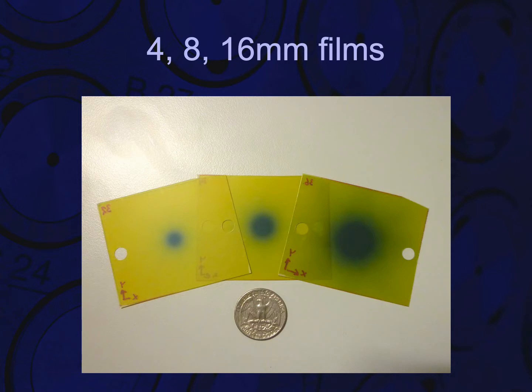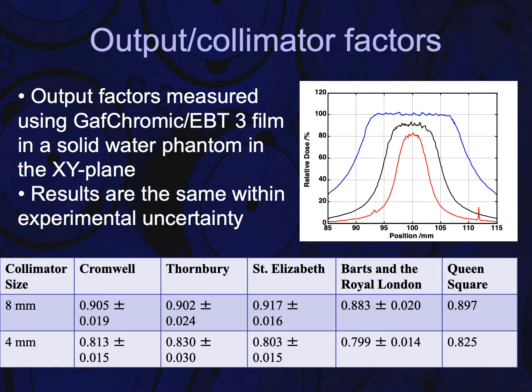We can also use radiochromic films, and these are examples that we've used to commission the Gamma Knife, looking at the 4, 8 and 16mm diameter fields, and we can use those to calculate collimator factors. And these are some of the results that my group have obtained when they commissioned 5 different Gamma Knives, and you can see fairly good agreement between those.